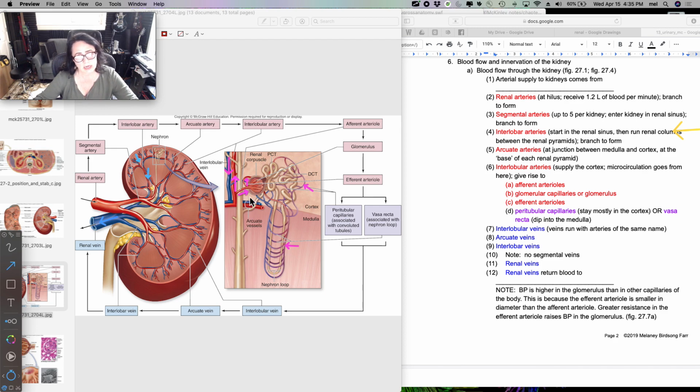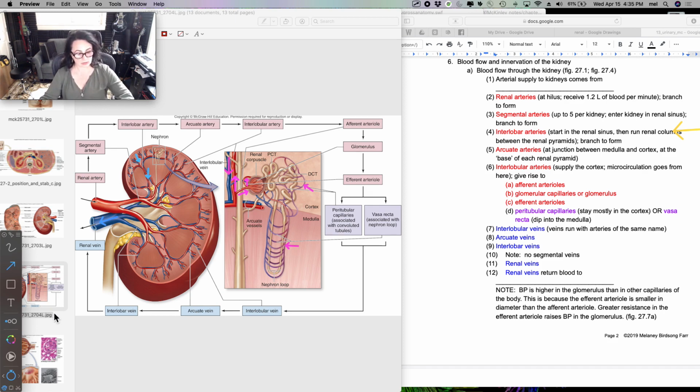The glomerulus right here is the site of filtration in the body. Filtration is pressure driven. So if you can do anything to bump up the pressure, you can make it really, really good at filtration. And the kidneys are so good at filtration that all of the rest of the capillaries of your body filter about 1 gallon per day, and the kidneys filter about 47 gallons per day.